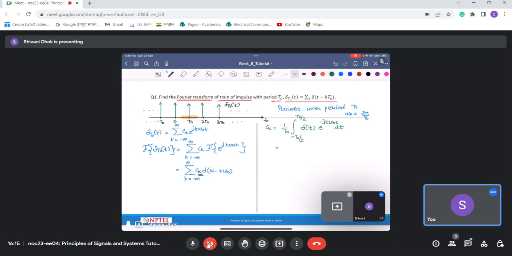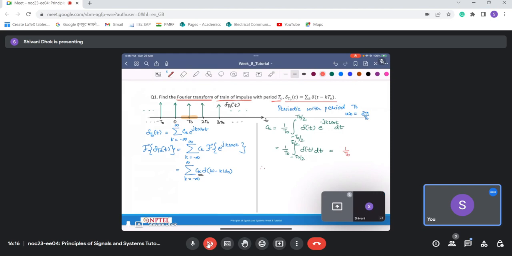This is equal to 1 by t naught integral from minus t naught by 2 to t naught by 2. Using the shifting property, this becomes delta t, and e power minus j k omega naught into 0 is simply 1. So this vanishes, and this is dt. And since we are integrating this impulse from minus t naught by 2 to t naught by 2, the area under this region is simply equal to 1. So this ck is equal to 1 over t naught.